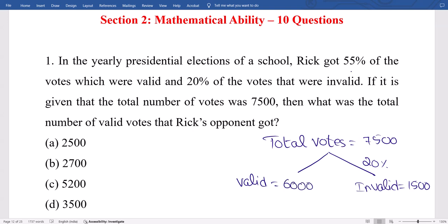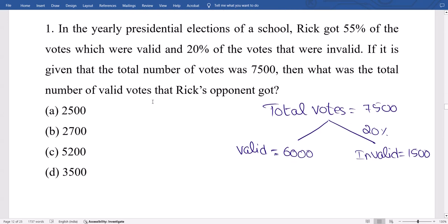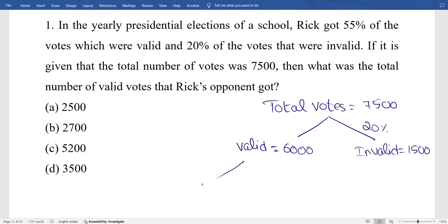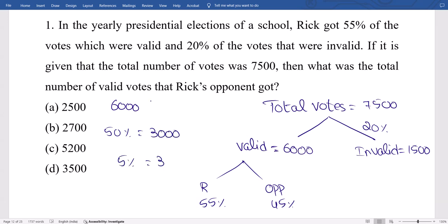Valid votes are 6,000. Invalid is 1,500. Now among valid votes, Ricky got 55%. The opponent will get 45%, right? The opponent is getting 45%, so you have to calculate 45% of 6,000. Simple: for 6,000, 50% is 3,000. 50% means half, right? 5% is 300. Subtracting these two, we get 45%, which is 2,700.